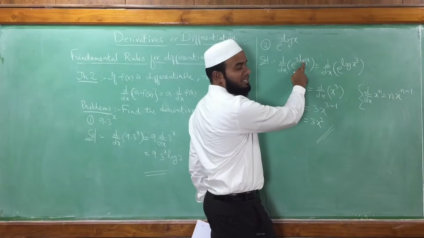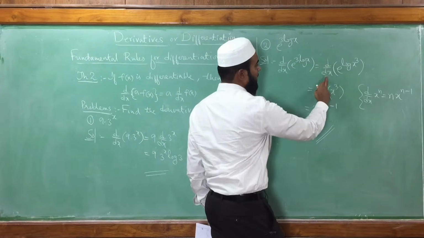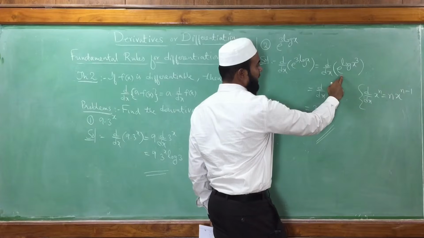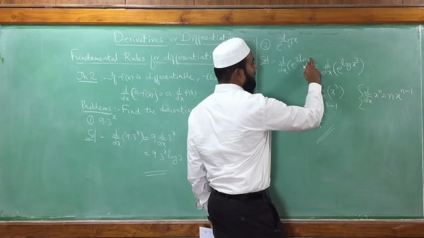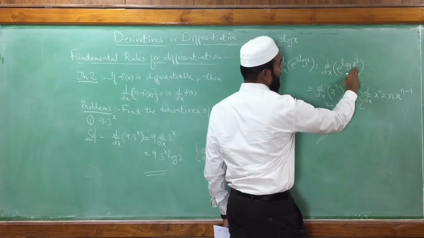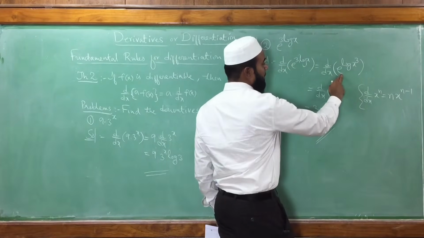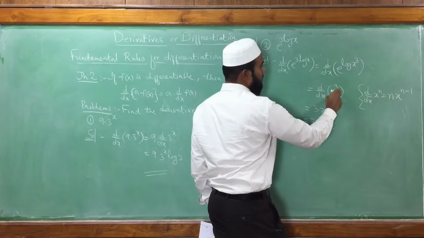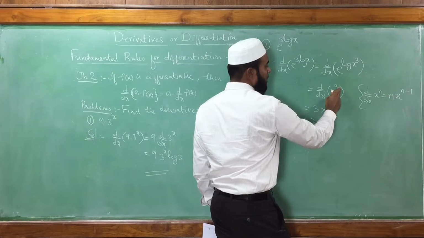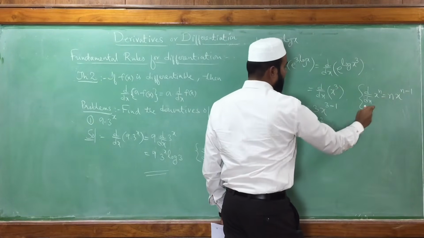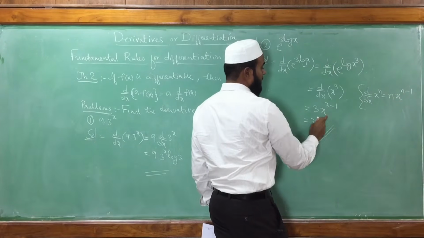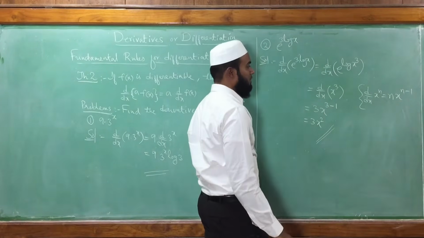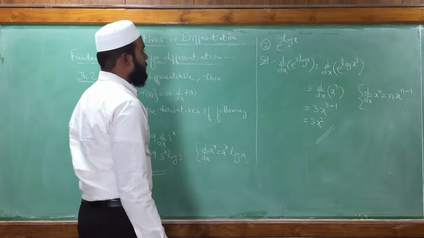e power 3 log x is there. That can be written as d by dx of e exponential of this 3 I am writing on the power of x, that is log x cube, right? Then what will happen? This exponential and logarithm will get cancelled. What will remain? d by dx of x cube will remain, and the derivative of x cube can be found by using this formula, that is 3 into x power 3 minus 1, which is 3 into x square. Fine. Hope you have understood these two problems.